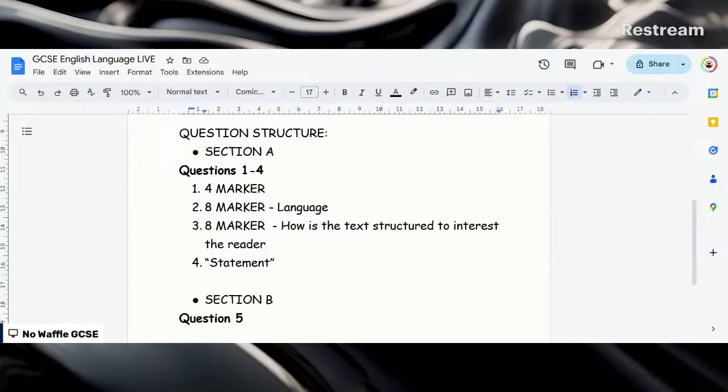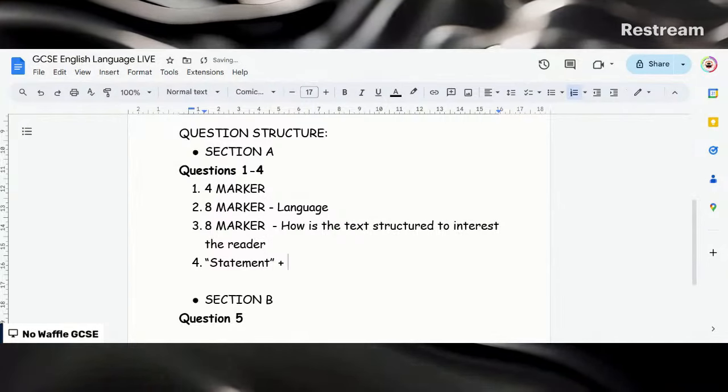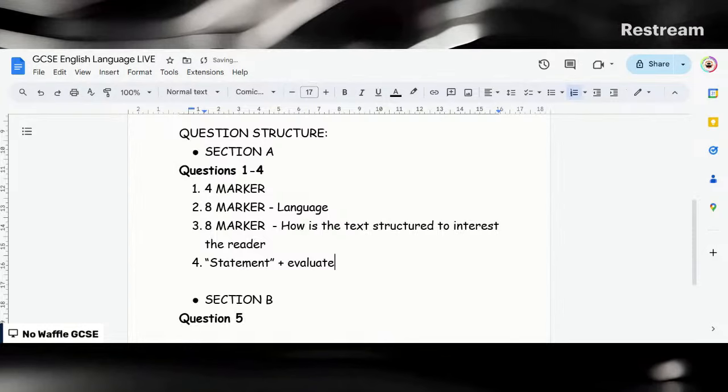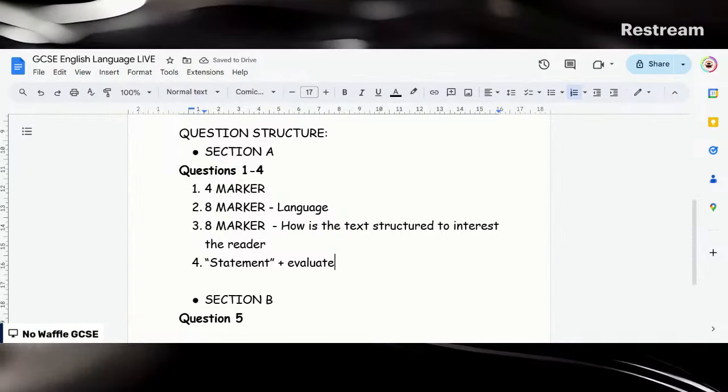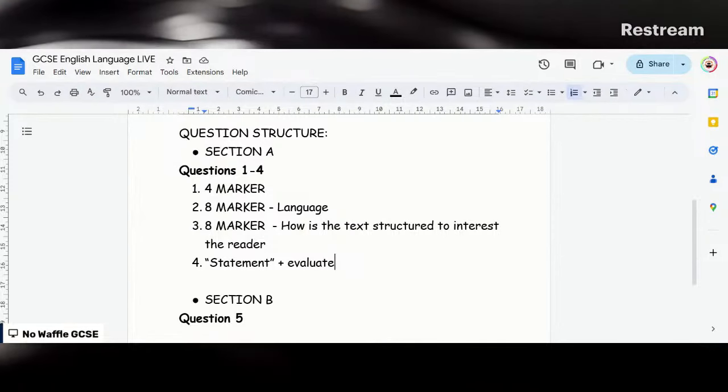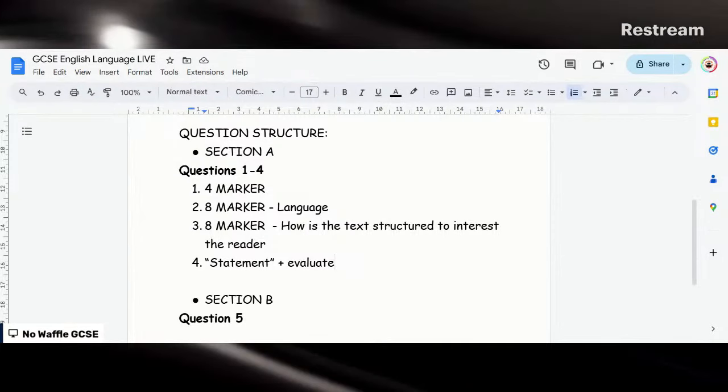And then your question 4 is your statement, and you have to basically evaluate, suggesting whether you agree with the statement or disagree. You can't just have one side, you need to weigh things up. That's a key method there.